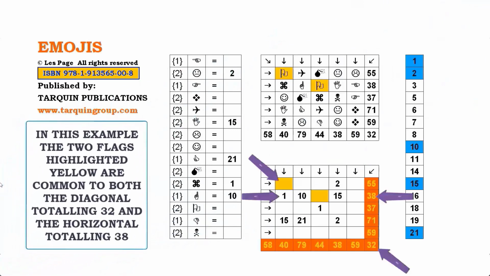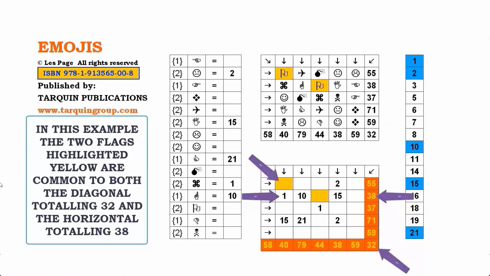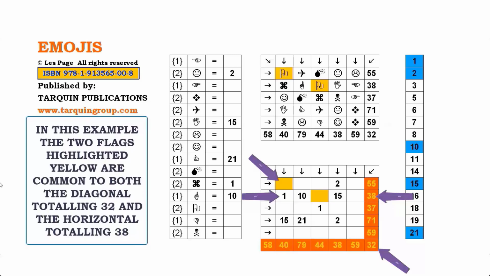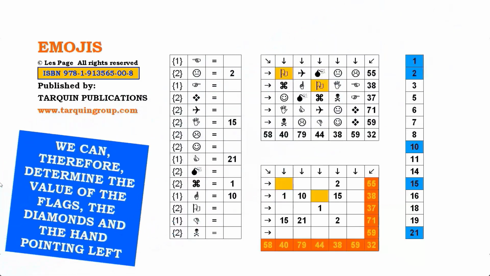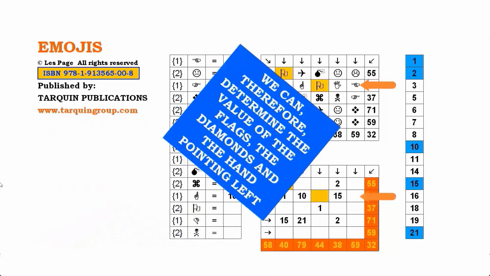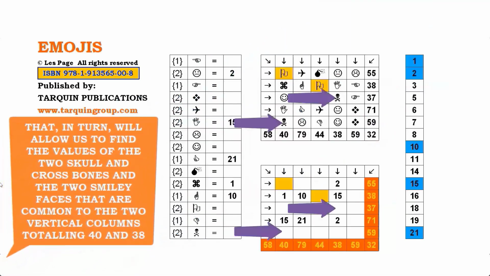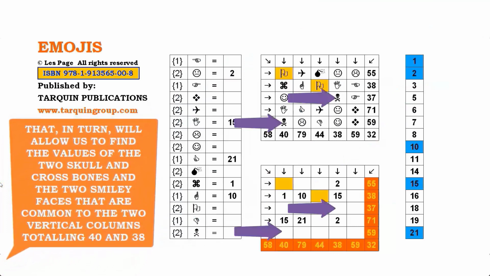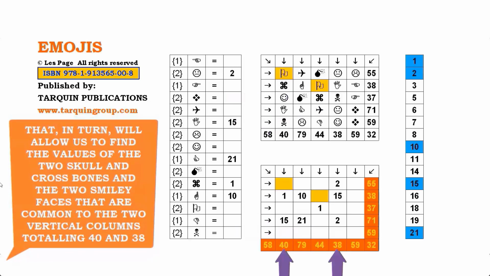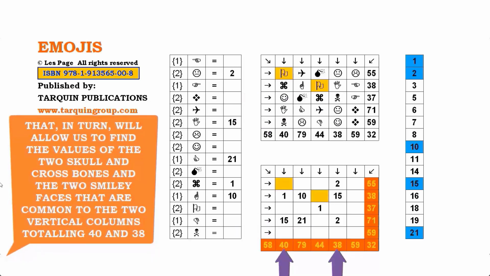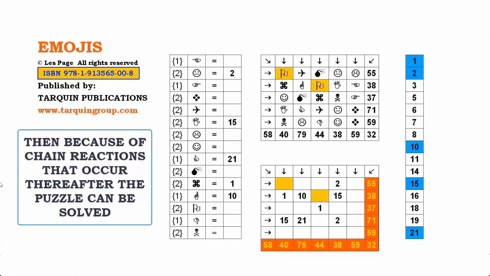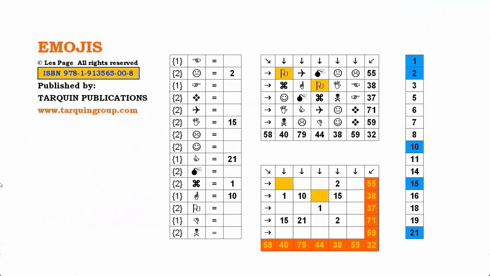In this example, the two flags highlighted yellow are common to both the diagonal totaling 32 and the horizontal totaling 38. We can therefore determine the value of the flags, the diamonds and the hand pointing left. That in turn will allow us to find the values of the two skull and crossbones and the two smiley faces that are common to the two vertical columns totaling 40 and 38. Then, because of chain reactions that occur thereafter, the puzzle can be solved.